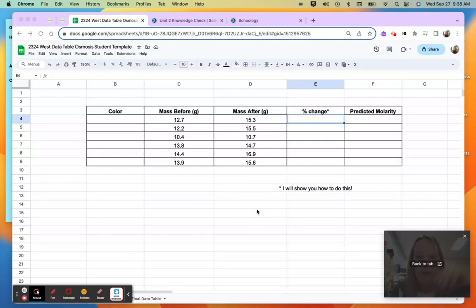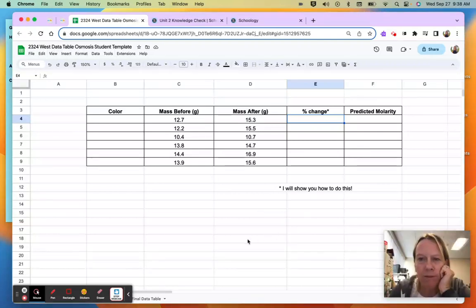Good morning. I'm going to make a hopefully quick video on how to calculate percent change because it's something we're going to use a lot. We are going to go over this in class today, but in case I move too quickly or someone is absent or what have you, I just want to have it on file for people to use as a reference.